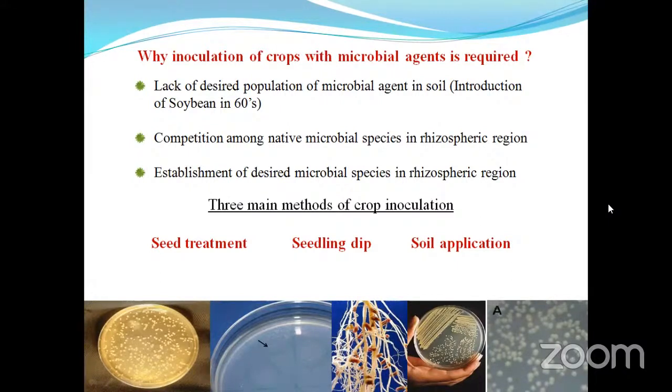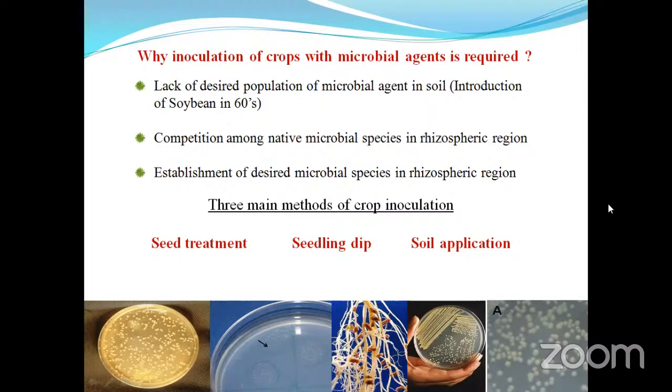The third point is the establishment of desired microbial species in the rhizosphere region. Whenever you go for crop inoculation, the success rate of establishment of the desired microorganisms in the rhizosphere region gets enhanced. So it is always beneficial for us to go for crop inoculation so that we can ensure the benefit we can get from the desired microorganisms or microbial inoculation.